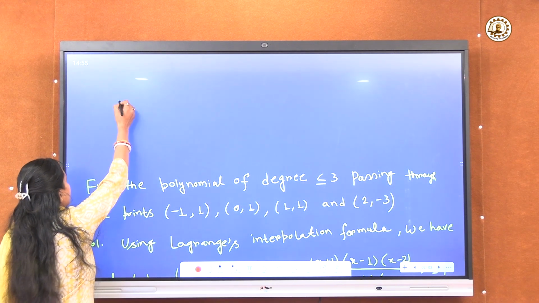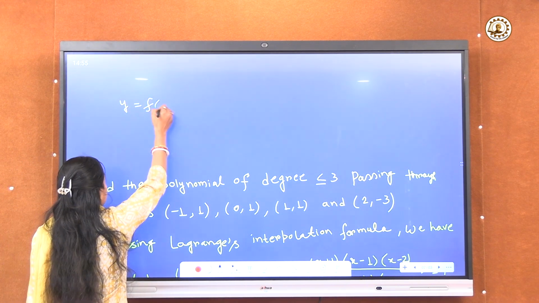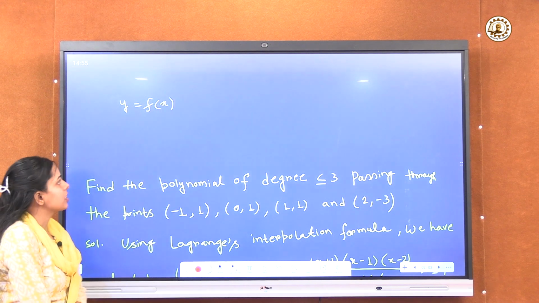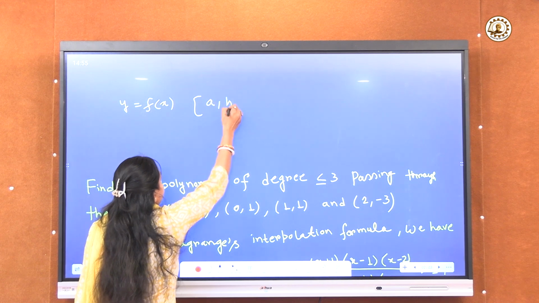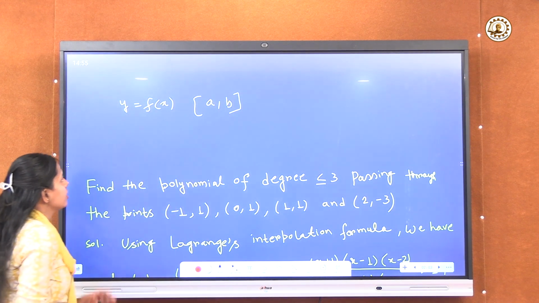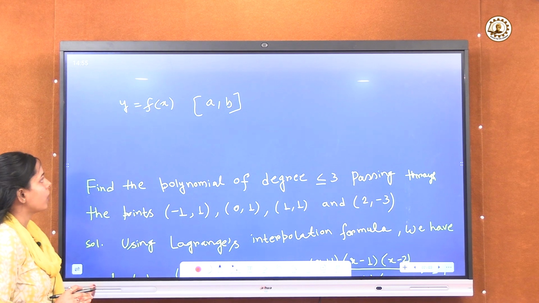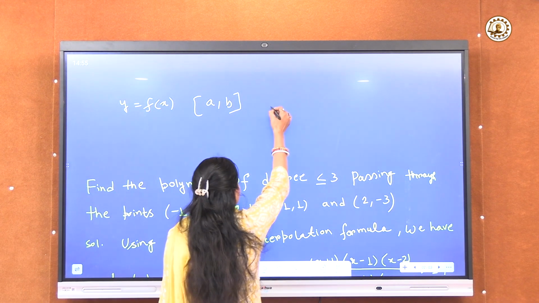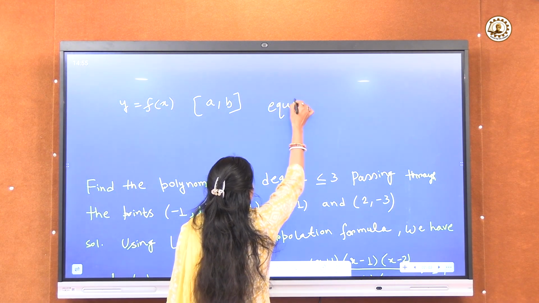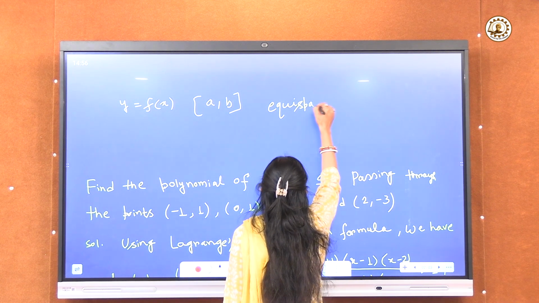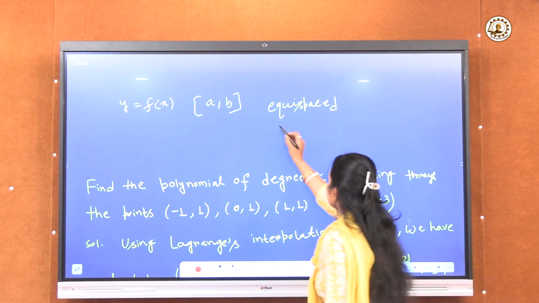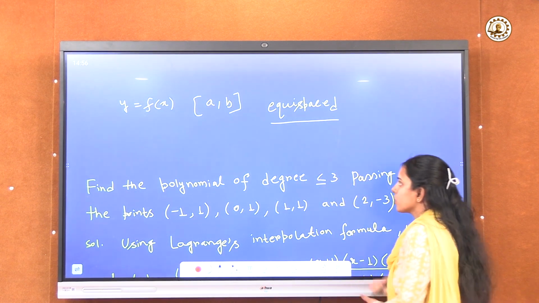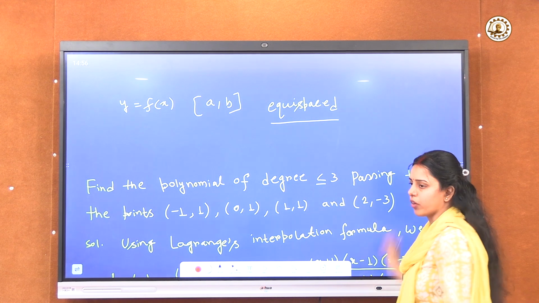Newton's forward formula: let y equal to f(x) be a continuously differentiable function in the closed interval [a, b]. Newton's forward and Newton's backward formulas need equispaced points. But here in Lagrange's interpolation formula, the points are not necessarily equispaced. It is also applied for unequispaced points.